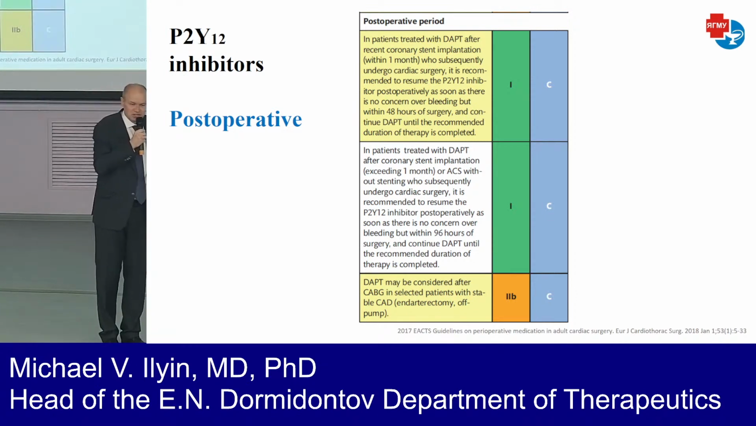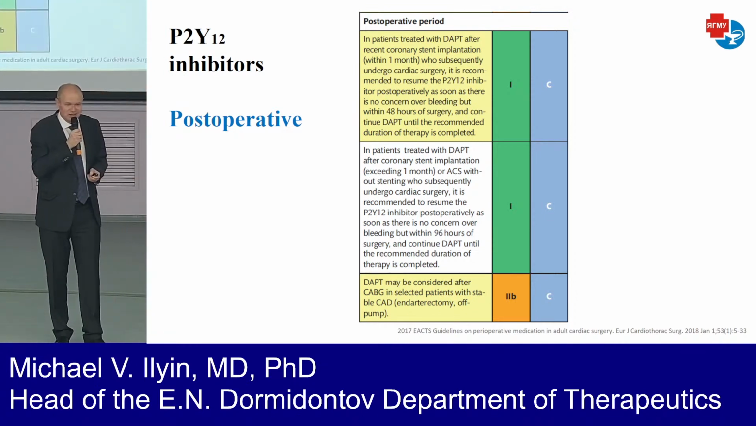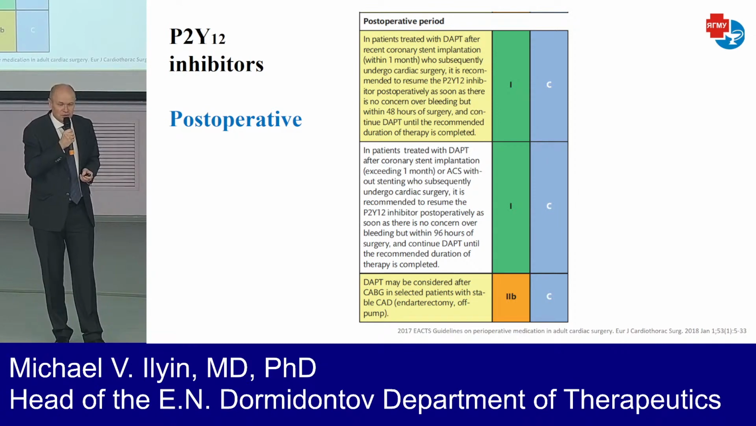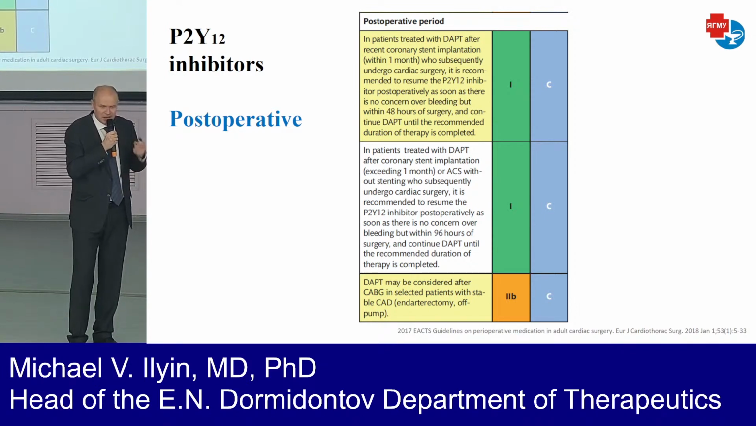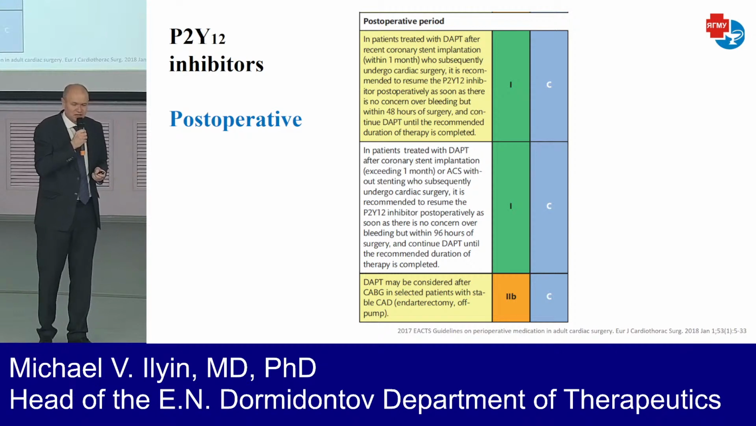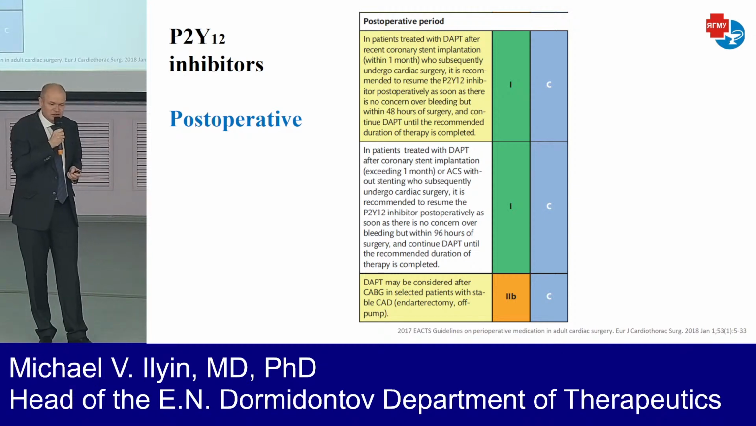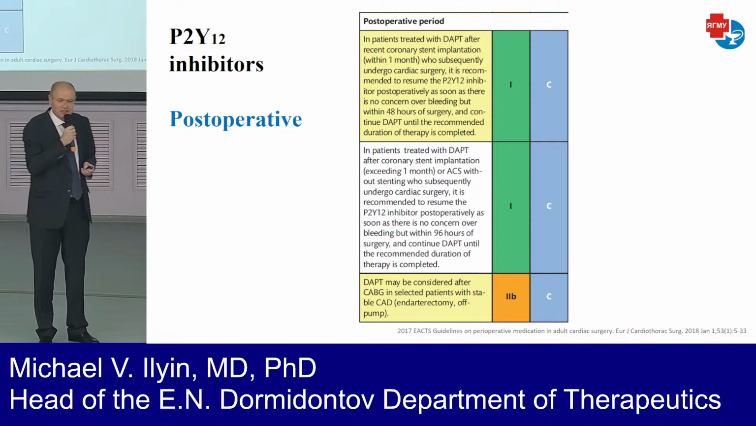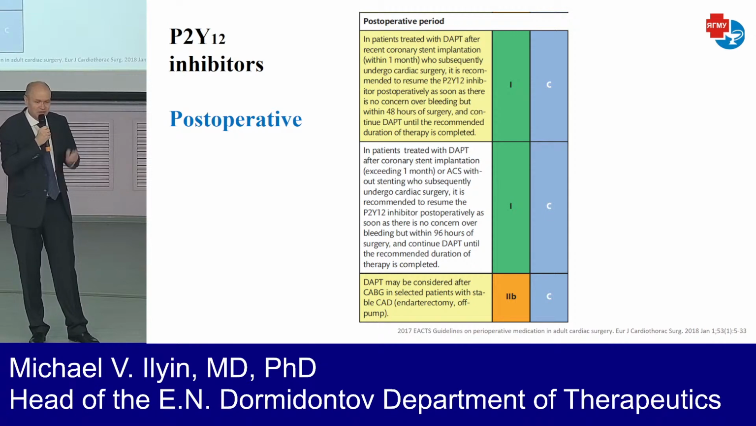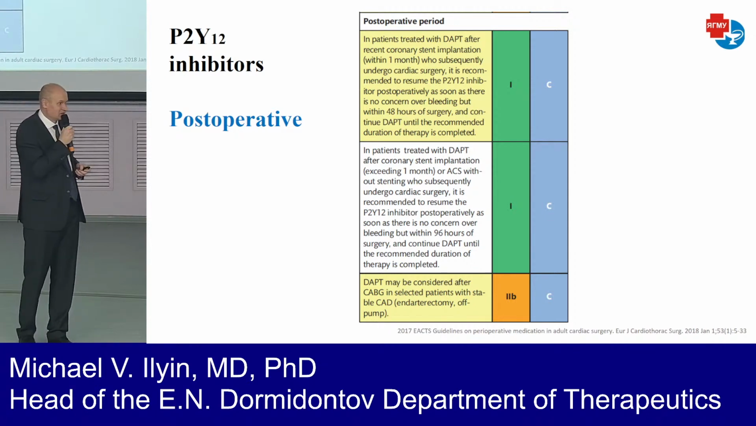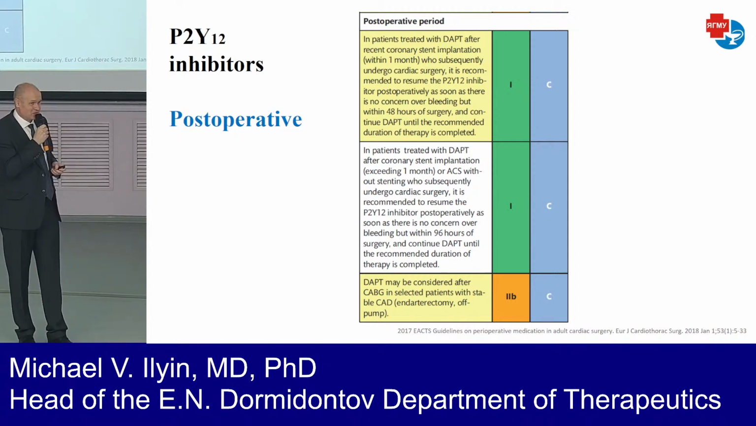In patients treated with DAPT after coronary stent implantation exceeding 1 month, or ACS, acute coronary syndrome, without stenting, who subsequently undergo cardiac surgery, it is recommended to resume the P2Y12 inhibitor postoperatively as soon as there is no concern over bleeding, but within 96 hours of surgery, and continue DAPT until the recommended duration of therapy is completed.